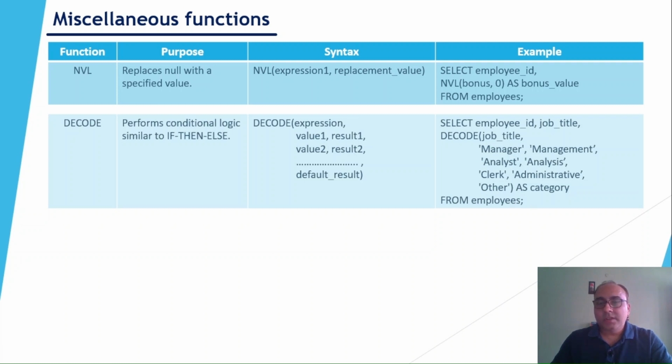So what this particular query is doing is simply retrieving employee information from the table employees, and displaying their job title and category. In category we are using the decode function. So what exactly is it doing? If job title is manager, then it should display management. If it's analyst, then it should display analysis. If it's clerk, then it should display administrative. And if job title is not matching any of the specified values, then it should display others in job category.